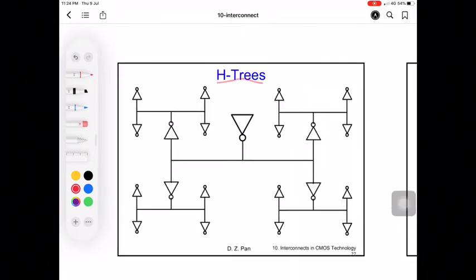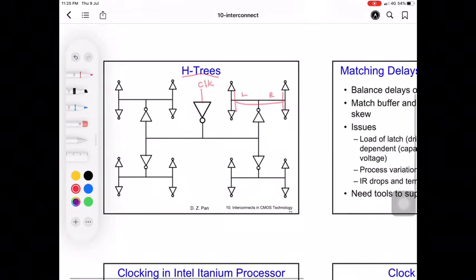Here it's known as the H tree. This is the input of the clock, right? It is divided into the right and the left, so there is equal length here. This looks like an H, so that is why it's known as the H tree.